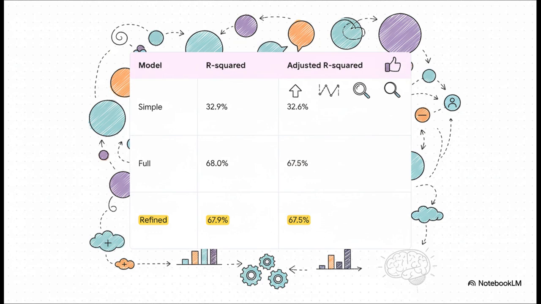And this table right here, this tells the entire story of our investigation. Just look at that last column, adjusted R-squared. Our full model and our refined model are tied at 67.5%. They have the exact same predictive power. But our refined model does it with only 2 variables instead of 3. It is just as powerful, but it's simpler. And in the world of statistics, simpler is almost always better. That refined model is our champion.